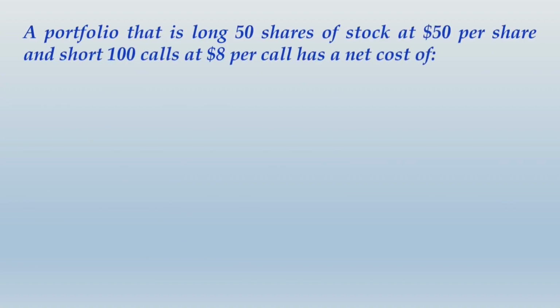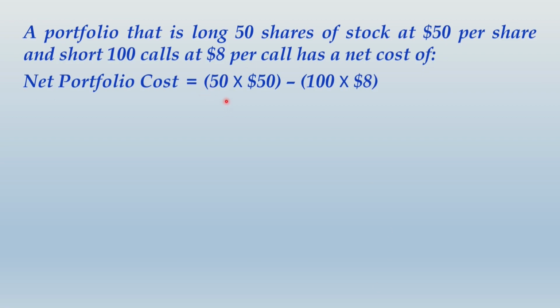A portfolio that is long 50 shares of stock at $50 per share and short 100 calls at $8 per call has a net cost of. So first of all, you identify what will be your portfolio cost. Keep in mind what you are buying and what you are selling. The net portfolio cost will be: 50 shares you are buying at $50 each. This is the spot price of the share. This is your cost at present, and then you are selling 100 call options where the option price is $8. So this value you are going to receive.